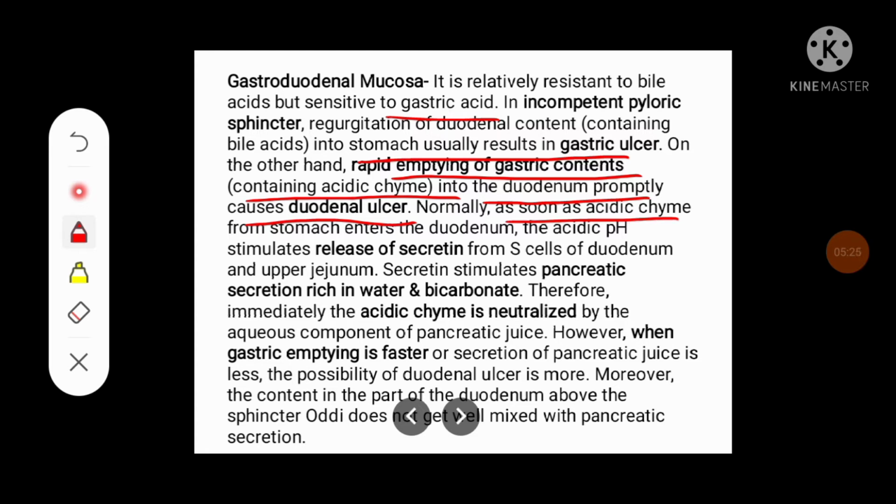Normally, as soon as acidic chyme from the stomach enters the duodenum, the acidic pH stimulates the release of secretin from S cells of duodenum and upper jejunum. Secretin stimulates pancreatic secretion rich in water and bicarbonate. Therefore, immediately acidic chyme is neutralized by aqueous component of pancreatic juice. However, when gastric emptying is faster or secretion of pancreatic juice is less, the possibility of duodenal ulcer is more. Moreover, the content in the part of the duodenum above the sphincter of Oddi does not get well mixed with the pancreatic secretion.